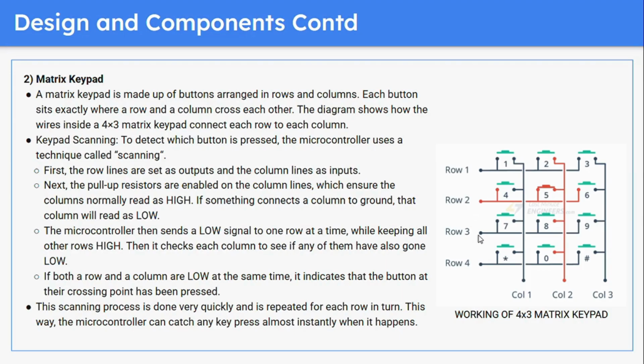If something connects a column to the ground, that column will read as low. The microcontroller then sends a low signal to one row at a time while keeping all the other rows high. Then it checks each column to see if any of them have also gone low. If both a row and column are low at the same time, it indicates that the button at their crossing point has been pressed. This scanning process is done very quickly and is repeated for each row in turn. This way, the microcontroller can catch any key press almost instantly.